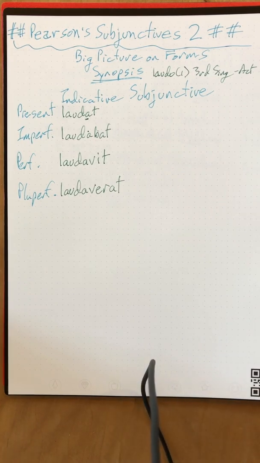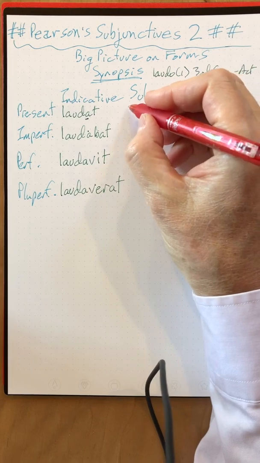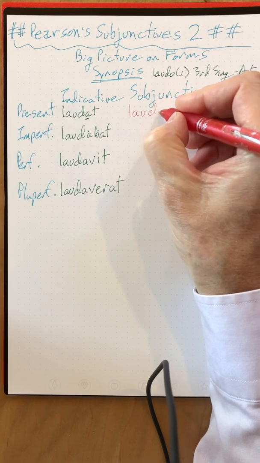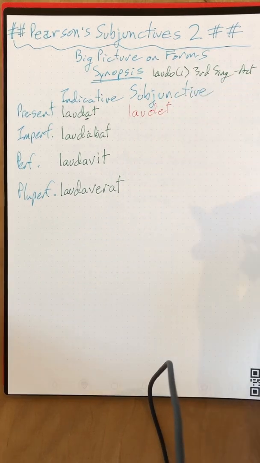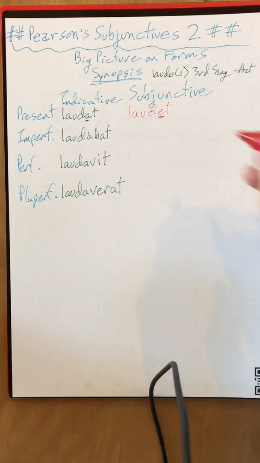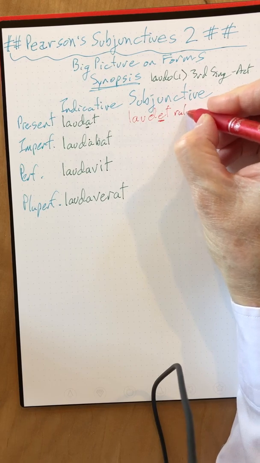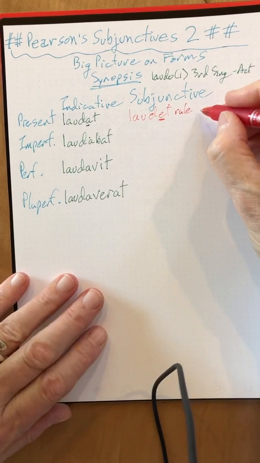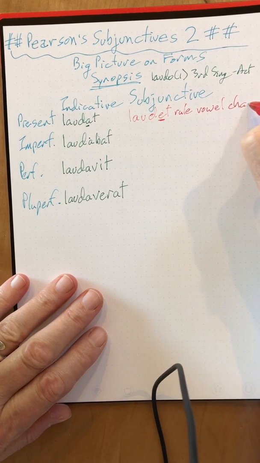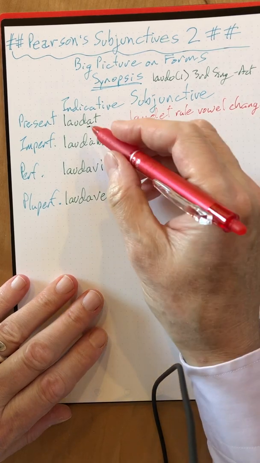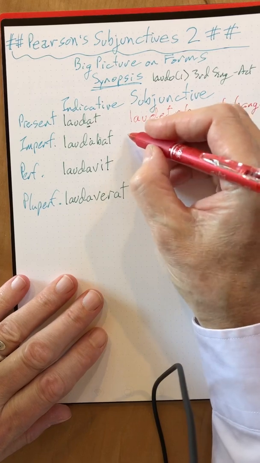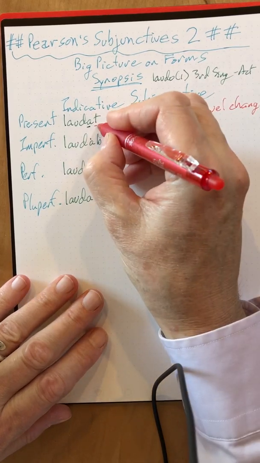Now let's get to the subjunctive here, which is also actually incredibly reliable in how it's formed. Laudet. So what happened here? Well, the A changed to an E. So your rule is a vowel change. And we'll get into what those vowels are for each conjugation. For the first conjugation, it changes from A to E. Simple. Same ending, right? T, T.